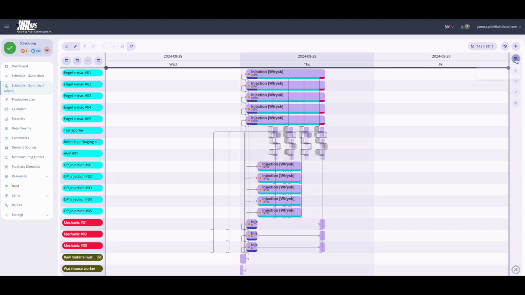And what do you think? Do you also think that HAL is a truly unique production scheduling system?